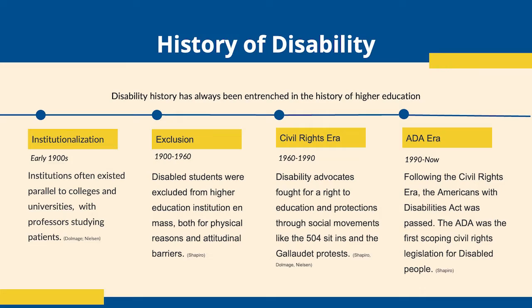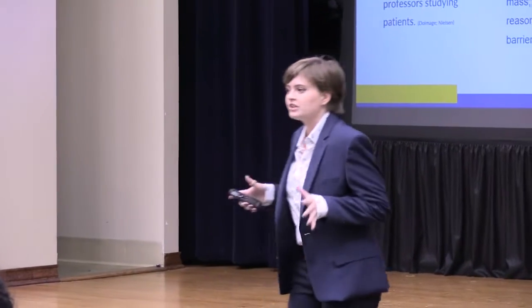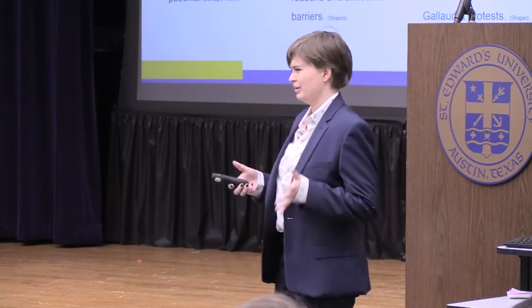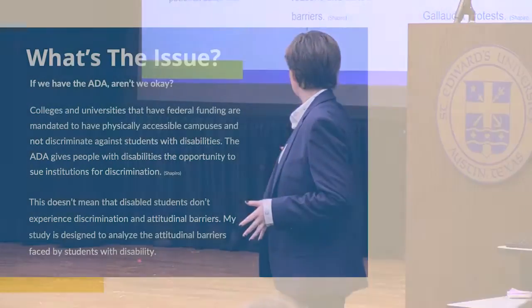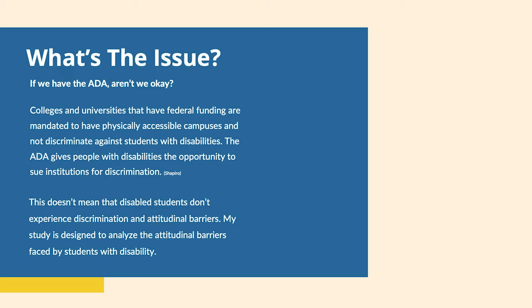Now, following the Civil Rights era, we have the Americans with Disabilities Act. This is where we are now. The Americans with Disabilities Act is the first piece of sweeping civil rights legislation that exists for disabled individuals and protects all disabled individuals that are going to college campuses that receive federal funding, which, by the way, is like most of them. So then, what is the problem?